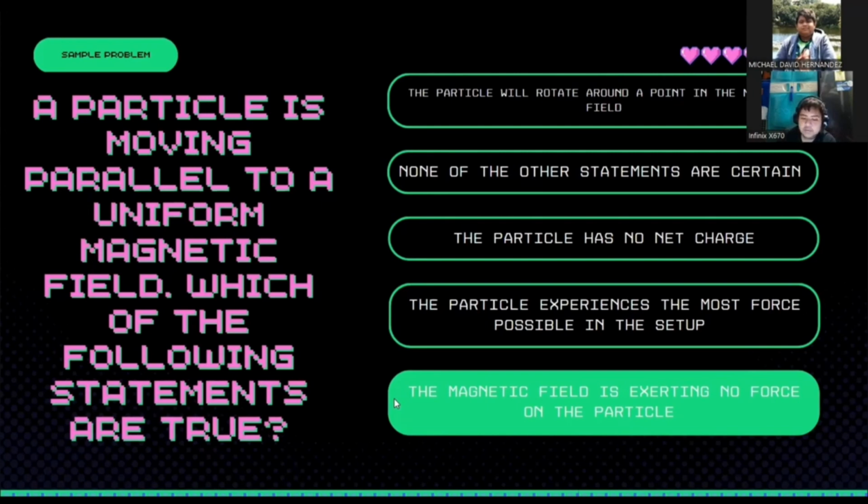We know there will be no force on the particle, and we also know that uncharged particles experience no force in the magnetic field. But we can't say for certain the particle has no net charge, only being told that it's moving parallel to the field.